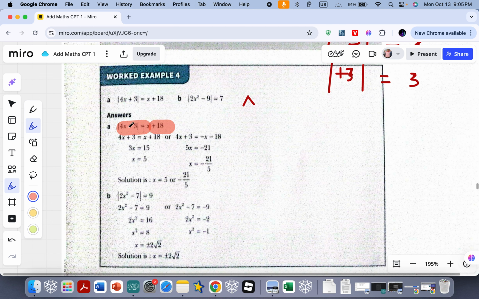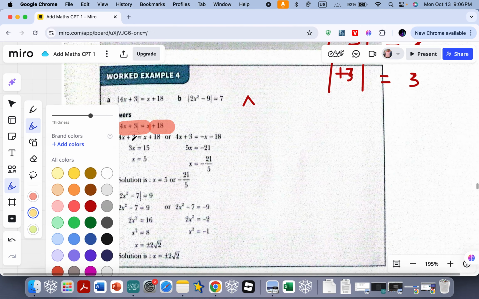Whatever gave this one, x plus 18, equal to this modulus of 4x plus 3, could either be plus or minus. So in the first scenario, we have x plus 18, which is the positive one. In the second scenario, we have minus x minus 18. We solve them separately and get two separate answers.